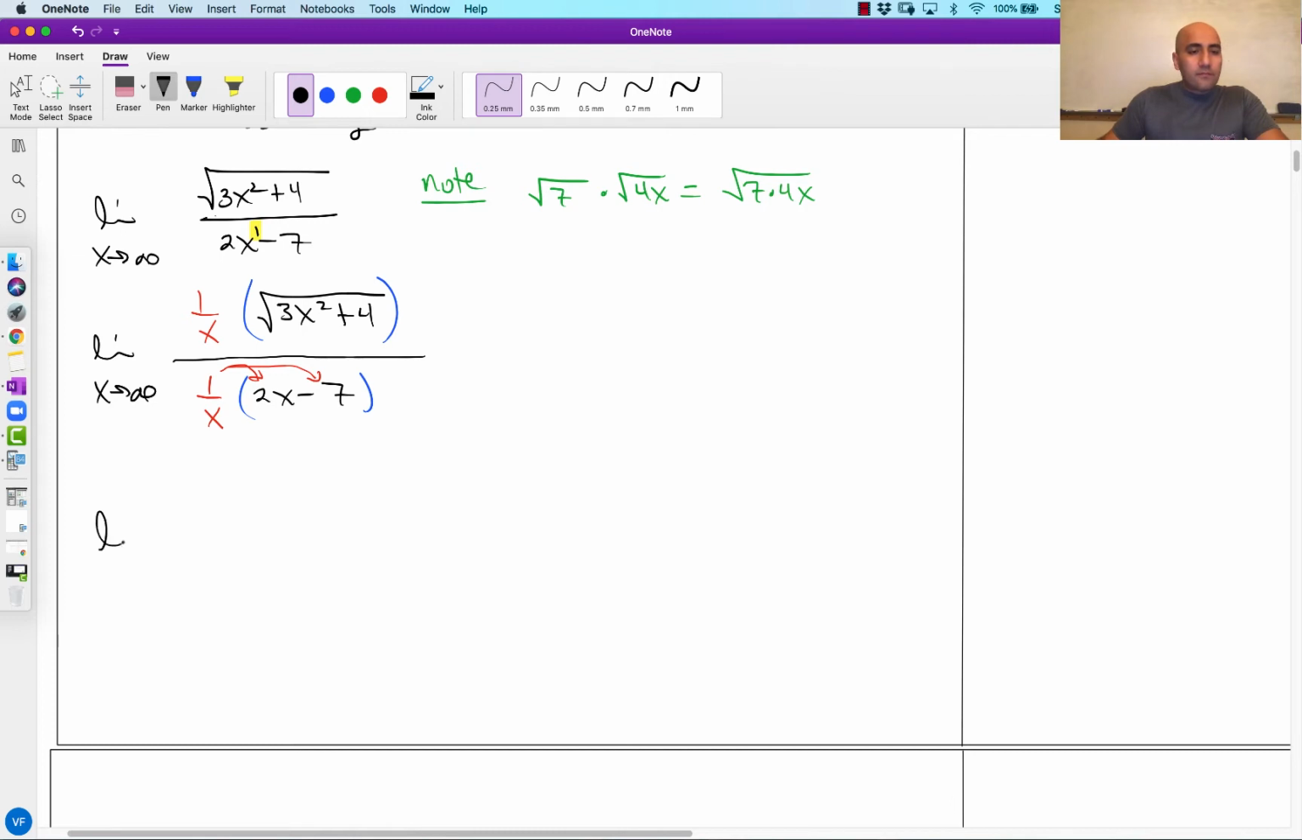Okay, so armed with that knowledge, we're going to do a little trick here and rewrite it this way. The limit as x approaches infinity, and I'm going to rewrite this as 1 over the square root of x squared. The square root of x squared is x. I'm replacing x by the square root of 1 over x squared, just in the numerator.